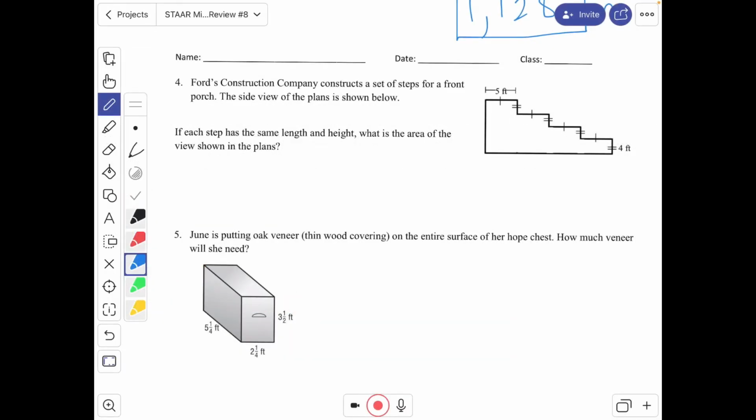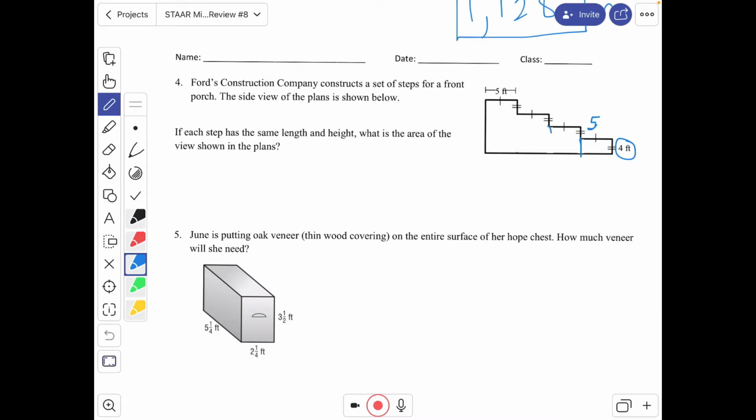Number 4. Ford's construction company constructs a set of steps for a front porch. The side view of the plans is shown below. If each step has the same length and height, what is the area of the view shown in the plans? So we're trying to find the area of this picture right here. Let's start with this bottom step. So the side is 4 and the top is going to be the same each time. So each one of these is 5.